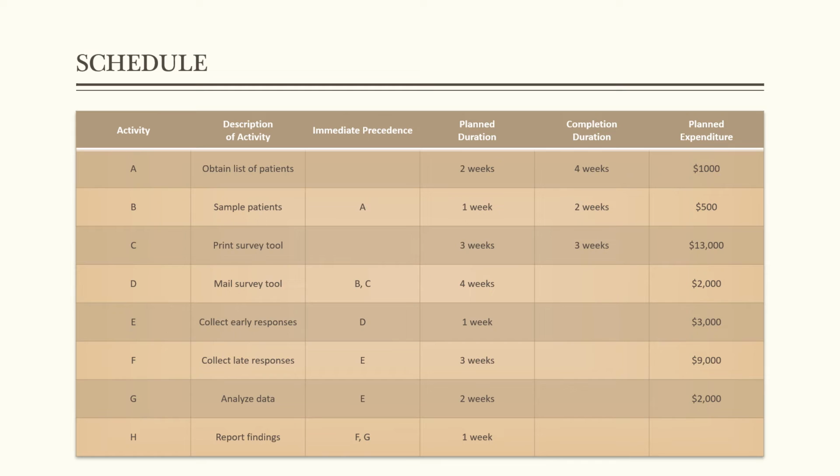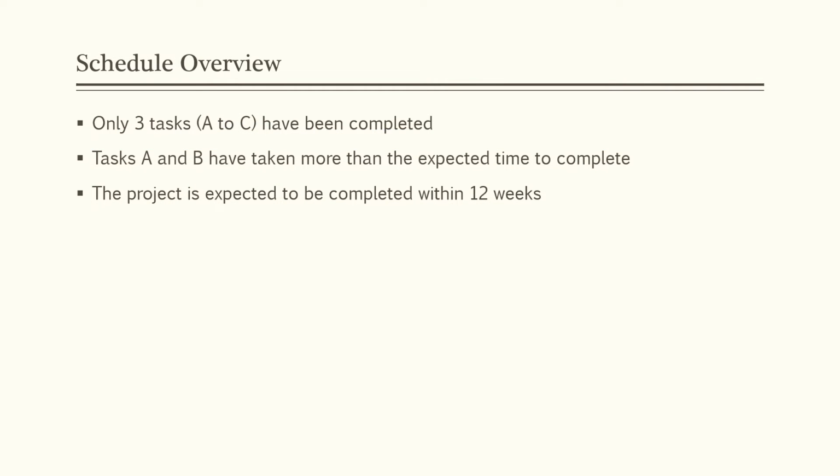We will use the data given in this table to help us calculate the current progress of the project and any future expectation of the project. From the given table, you can see that only 3 tasks have been completed. Using critical paths, the project is expected to be completed within 12 weeks. Tasks A and B have taken twice as much time as expected.